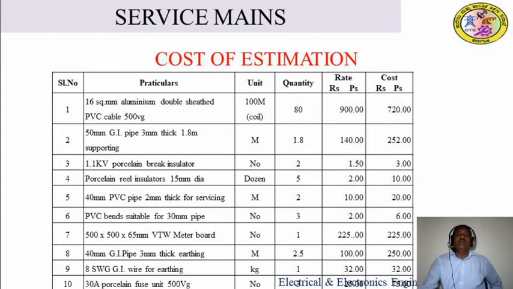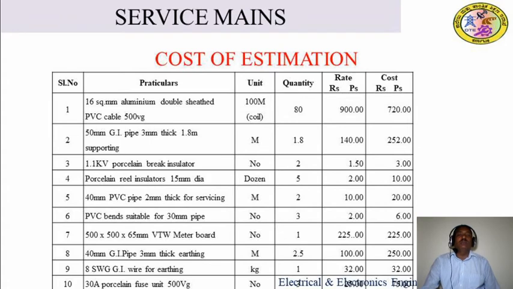Then next, the meter board, size 500 into 565 mm varnished wood meter board. It is available in the market. 1 number is required. The cost should be 225 rupees. Next, 40 mm GI pipe, 3 mm thickness, for earthing. It is available in the market by the meter. What length is required? 2.5 meters is required. Per meter is 100. The total cost would be 250 rupees. And 8 SWG GI wire for earthing. It is available by the kg, 1 kg required. That is 32 rupees, and the cost is also 32 rupees.